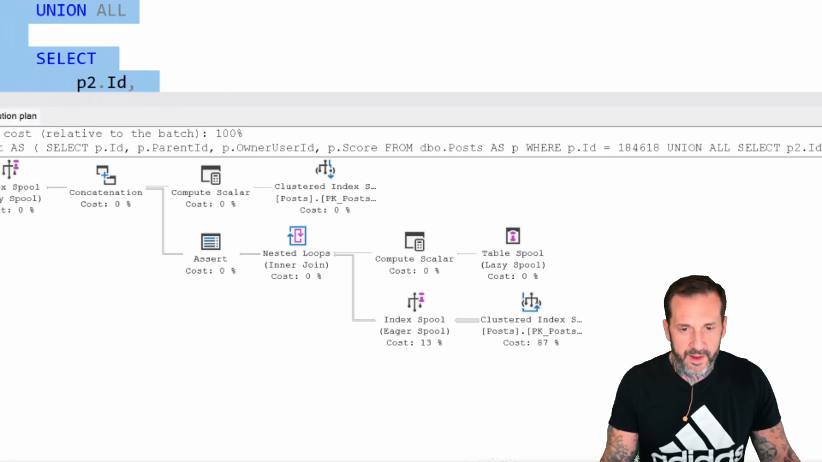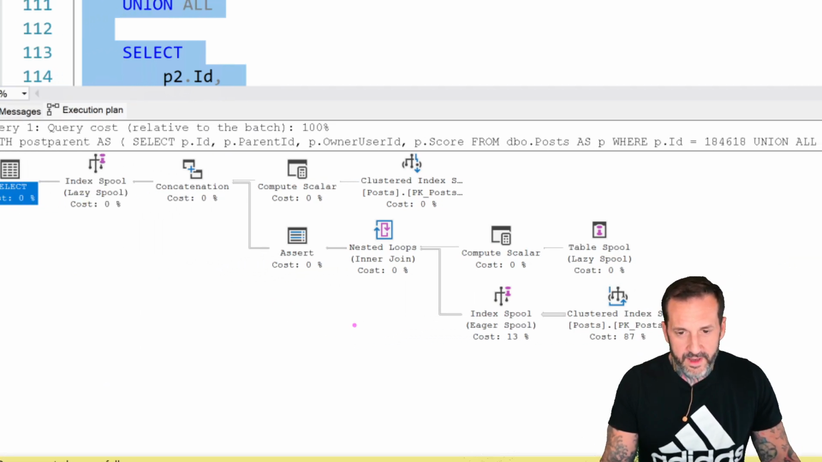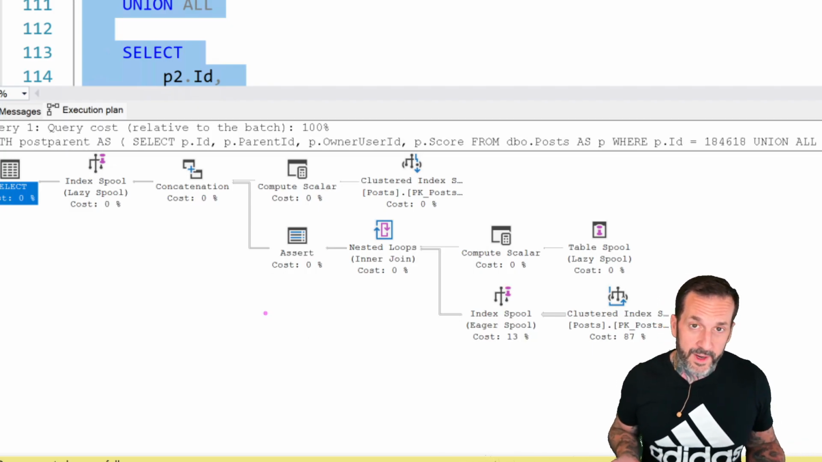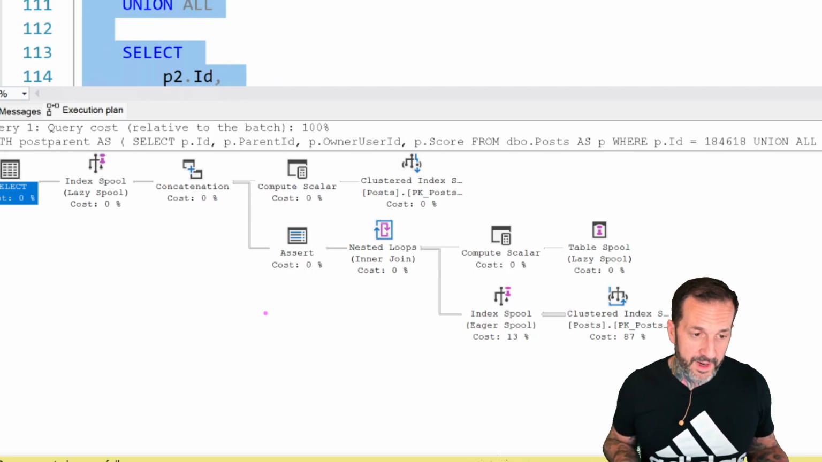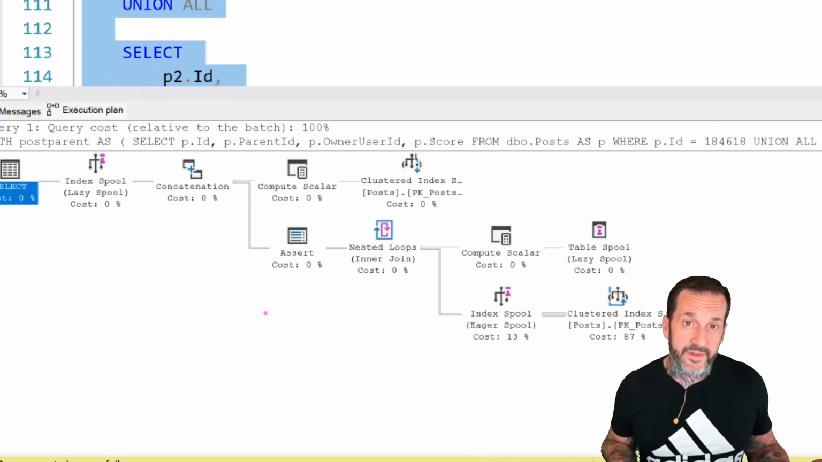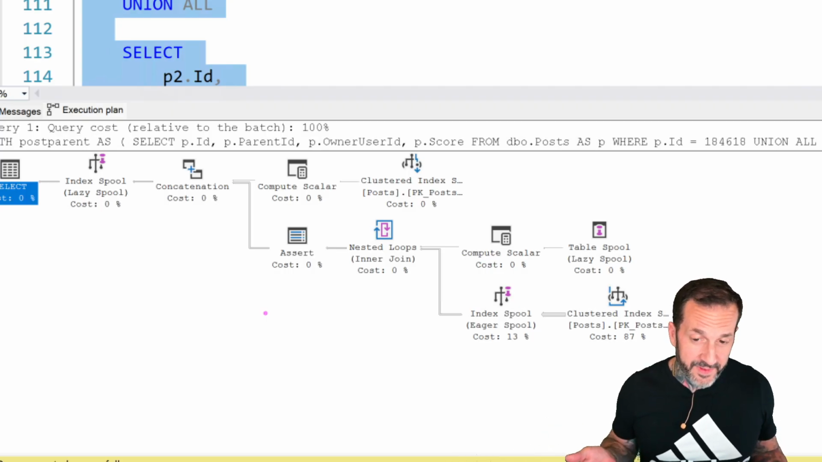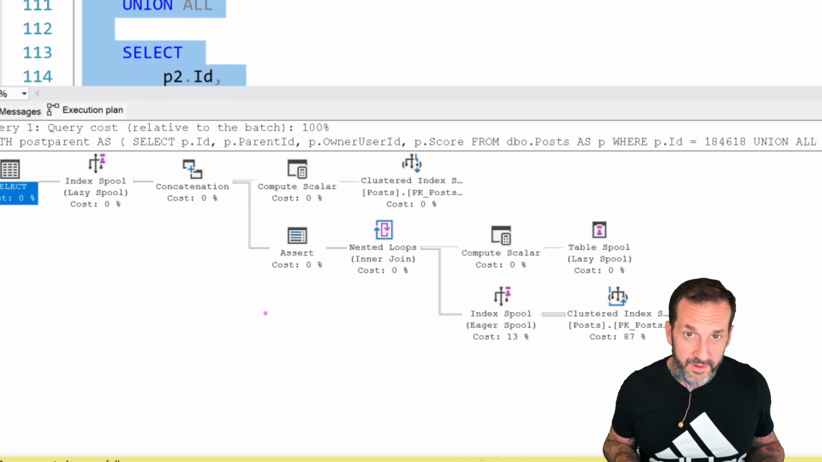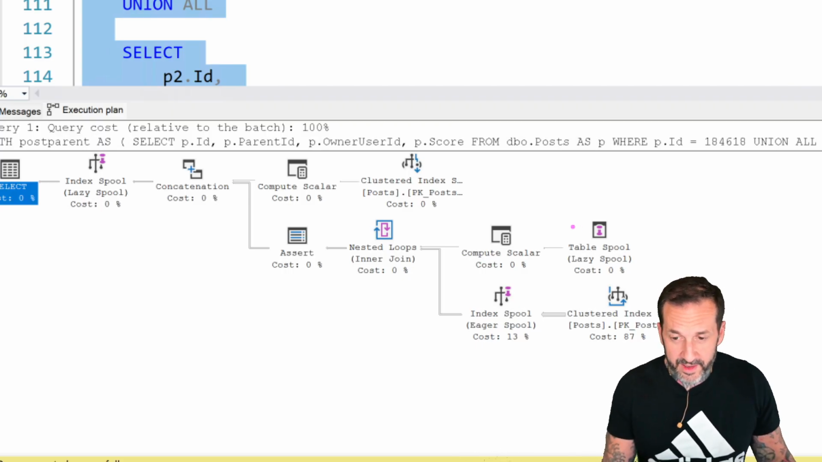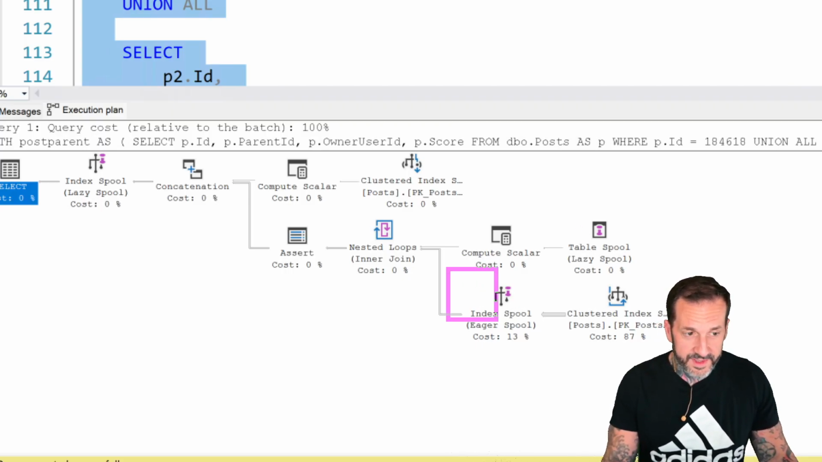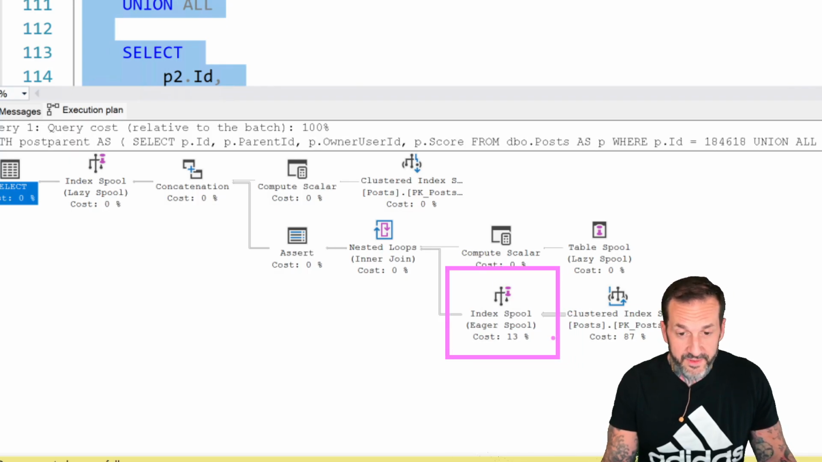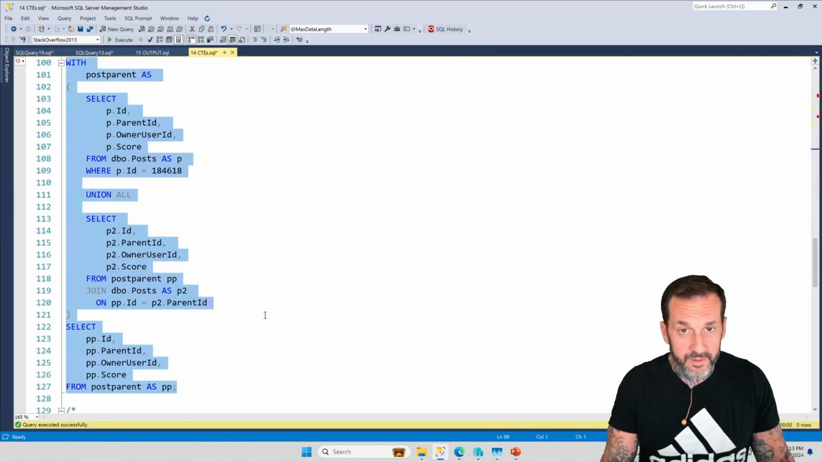One of the big problems with recursive common table expressions is that the recursive part of the query is forced to run single-threaded. And it can be very, very slow if you don't have good indexes in place to support it. And another thing is that usually you're going to see a lot of nested loops inside of your recursive common table expression. And if you don't have good indexes, you're going to see eager index spools inside of here. And that is a surefire sign that they are going to be terribly, terribly slow.